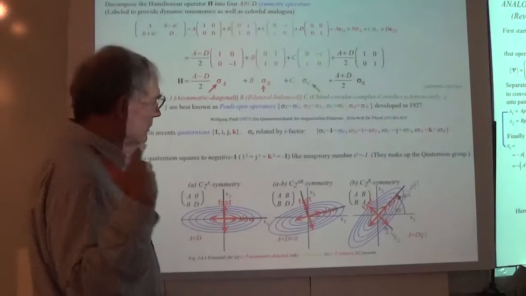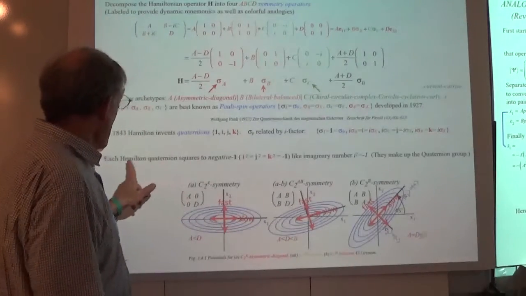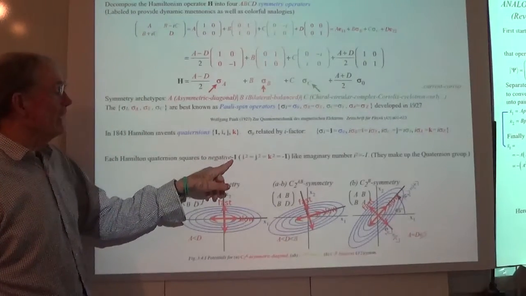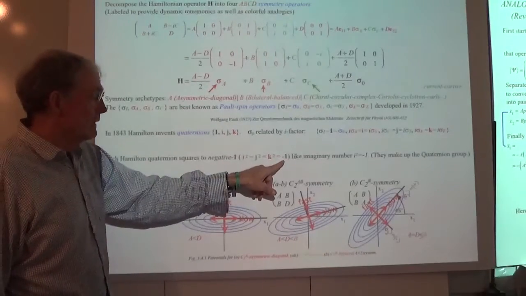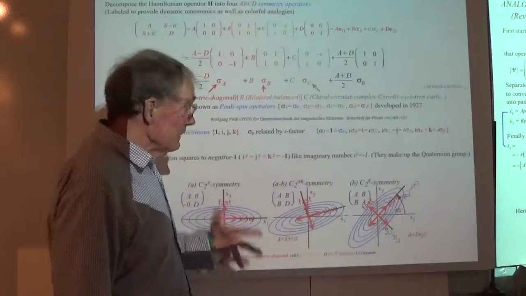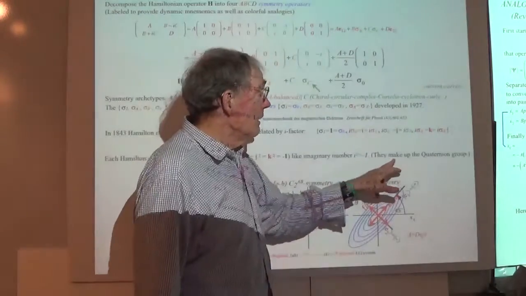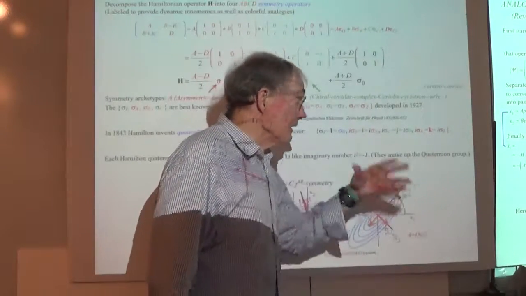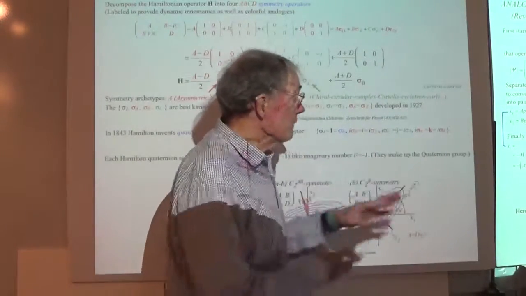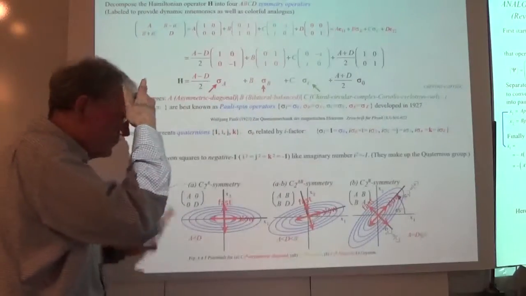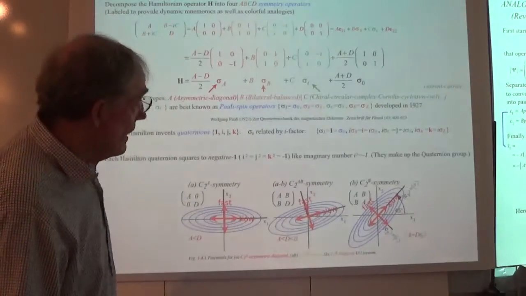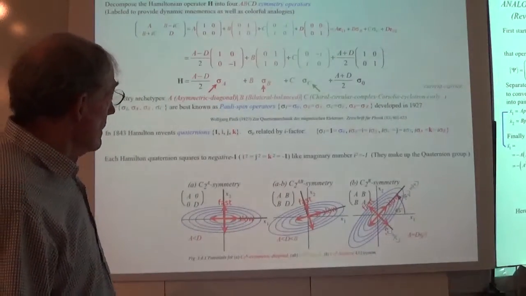That's our language. Okay, so Hamilton quaternions square to -1, like an imaginary number, and they make up the complex theory that he wanted to have. They make up what's called a quaternion group. They multiply with each other and make a group of order 8, but we won't need to use that for what we're doing here.